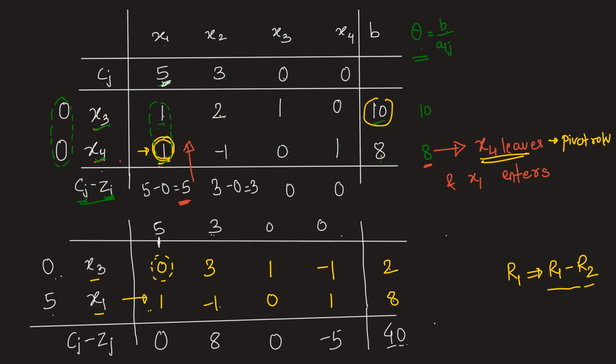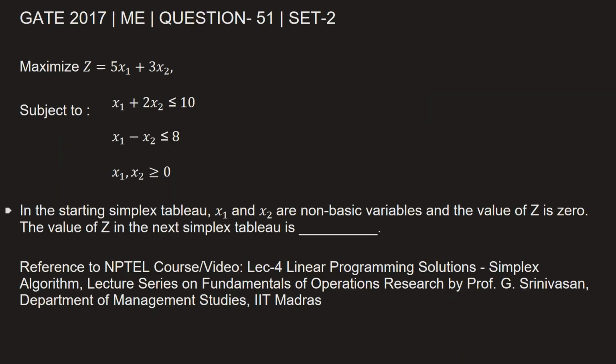So we have our new set of solution. Value of x3 is 2, value of x1 is 8 and value of objective function is 40. The value which we're getting here is the value of the objective function. So in the second simplex table, we are getting the value of objective function as 40. Our answer is 40. Let's go back and fill in the answer. So the value of z in the next simplex tableau is 40.